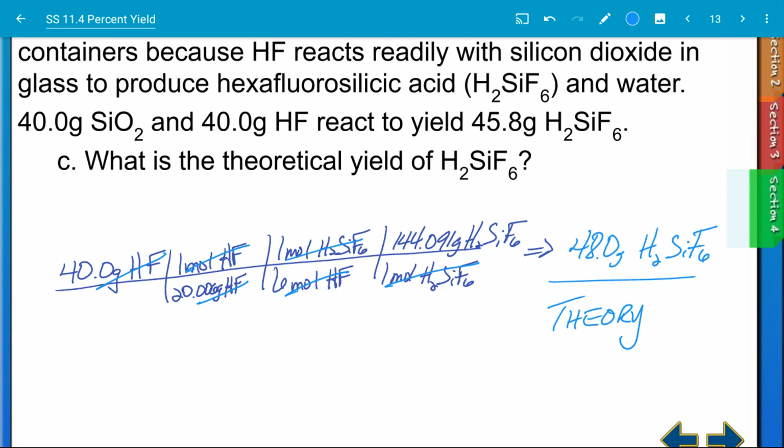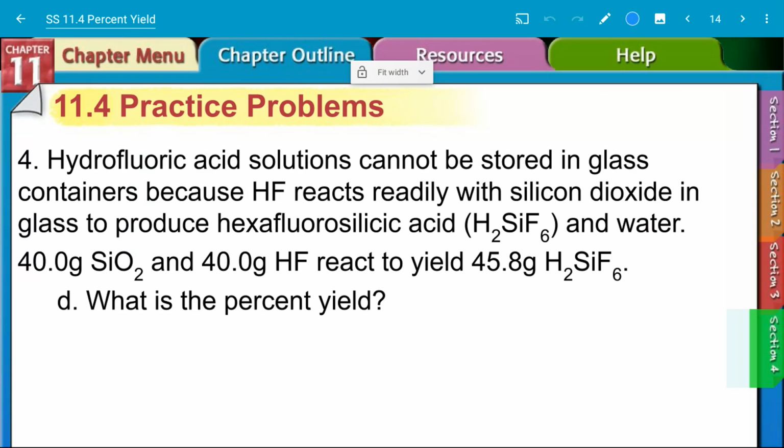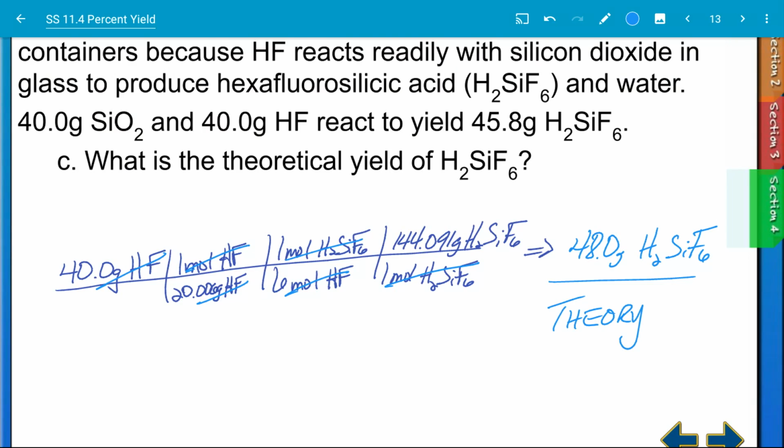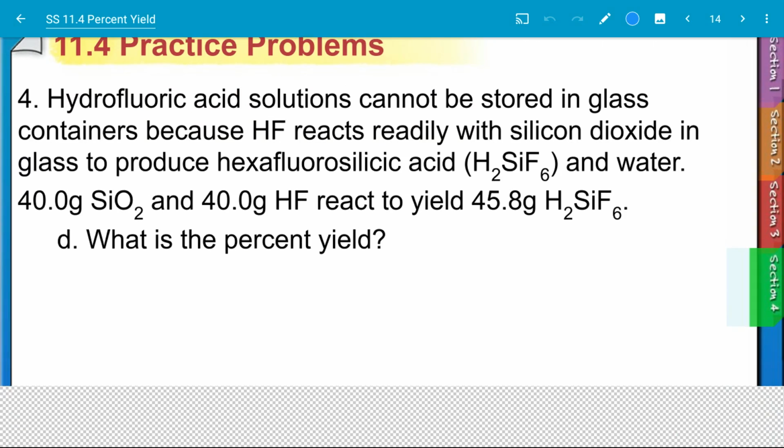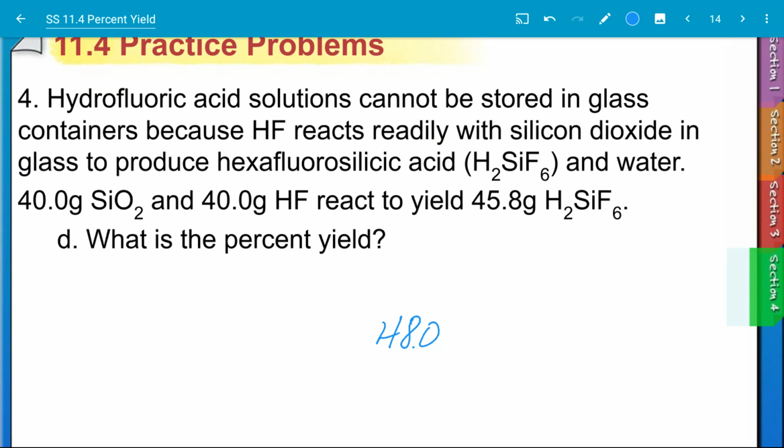Obviously, what is my percent yield? 48 grams is my theoretical yield, and my actual yield is 45.8 grams. So my percent yield is going to be 45.8 divided by 48 is equal to 95.4%. 95.4% yield. That is my percent yield on that.